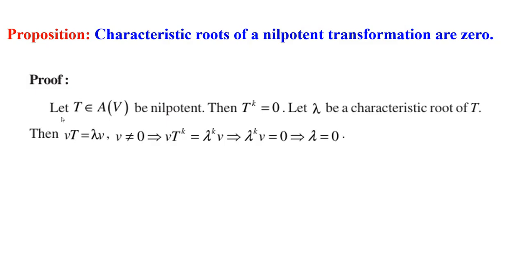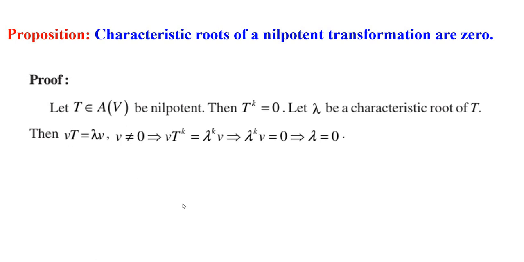So for that, you consider T to be a nilpotent transformation with the index of nilpotence. This power, the index, is called the index of nilpotence. So suppose I have this nilpotent with index of nilpotence k, that is T power k is 0, T power k minus 1 is non-zero. Let lambda be a characteristic root of T. Then we have a non-zero eigenvector v with vT equal to lambda v.